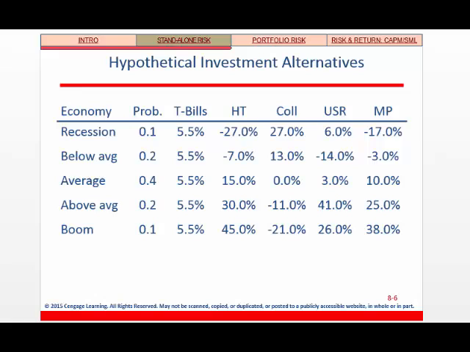So let's look at a few hypothetical investment alternatives. My only major point I want you to see here is take a look at the T-bills and notice that it doesn't really matter what different states the economy is in. The T-bills are going to give you that 5.5% each time, whereas the other four different types of investment products are going to give you a wide variety. Some are going to be doing better in recessions, others are going to be doing better in booms. And so, you can see here that T-bills are about as safe as they come.